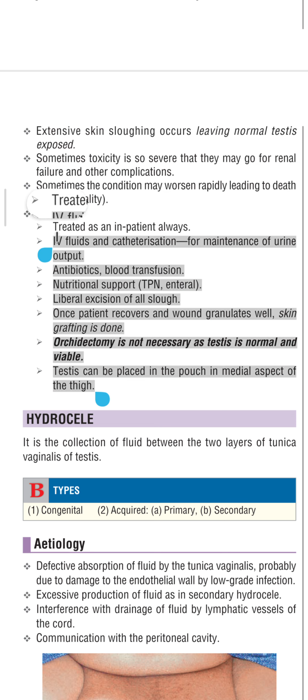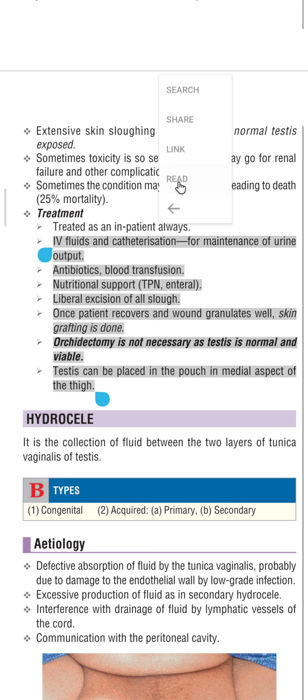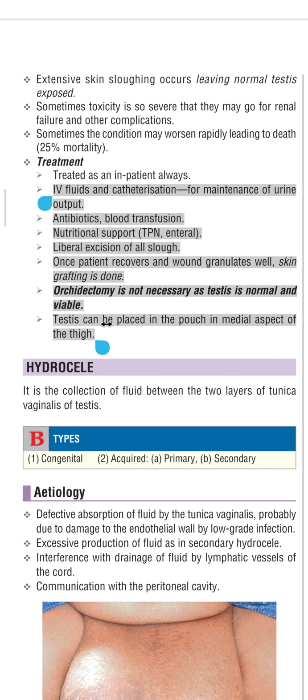Treatment: treated as an inpatient always. IV fluids and catheterization, for maintenance of urine output. Antibiotics, blood transfusion, nutritional support, TPN, enteral. Liberal excision of all slough. Once patient recovers and wound granulates well, skin grafting is done. Orchidectomy is not necessary as testis is normal and viable. Testis can be placed in a pouch in the medial aspect of the thigh.